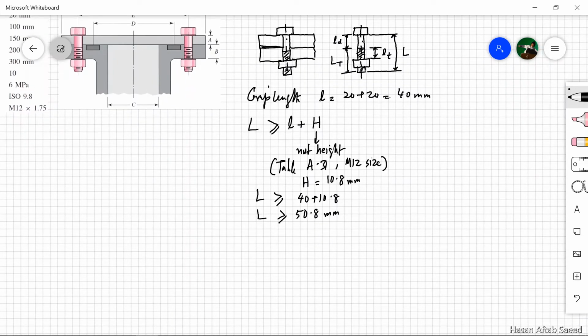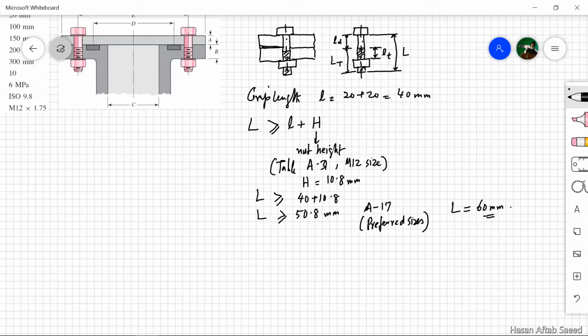If we can get slightly larger than this, so that 2 or 3 threads come out of the nut, that should be enough. But as it happens, we don't have bolt lengths available in all sizes. So when we go to table A17, the table of preferred sizes, we find that after 50.8, the next preferred size is 60. So we have no other option but to select a bolt length of 60 millimeters, and that will be available too because it is one of the preferred sizes. Now this L is known to us.